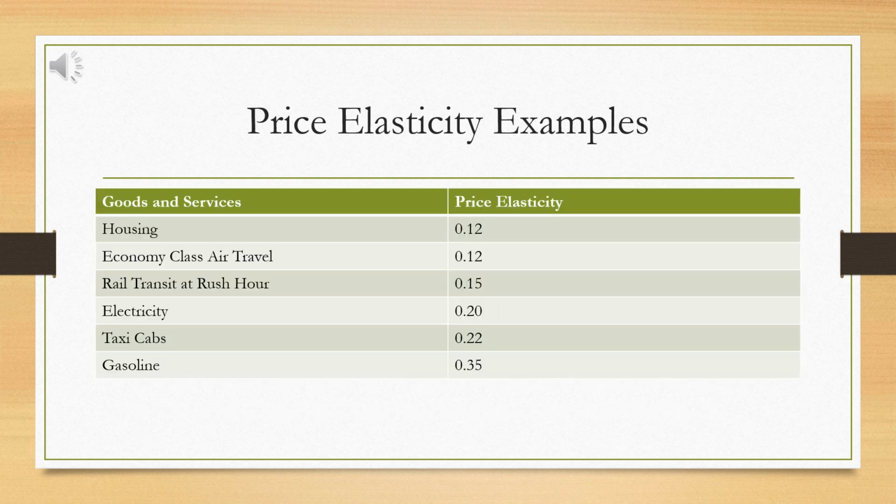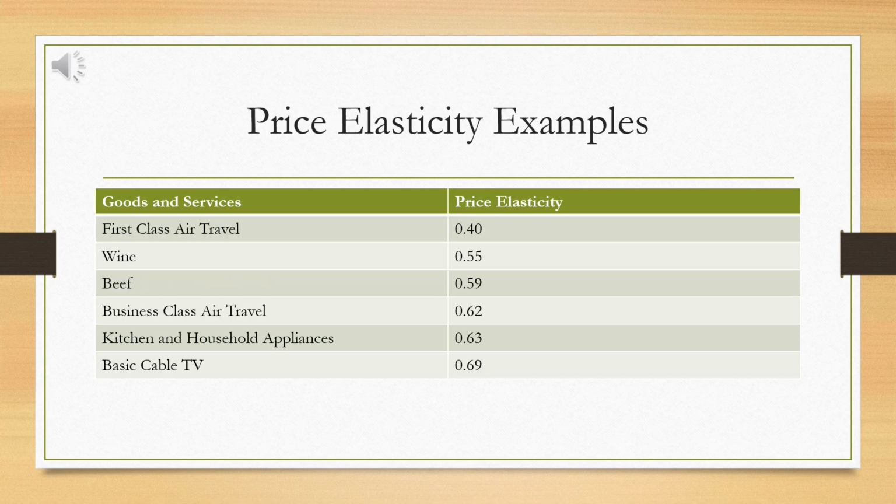The lowest price elasticity is that of 0.12, which corresponds to housing and to economy class air travel. Both of these goods are followed by rail transit at rush hour that has a price elasticity of 0.15. Moving on, we have electricity 0.2, taxi cabs 0.22, and gasoline 0.35.